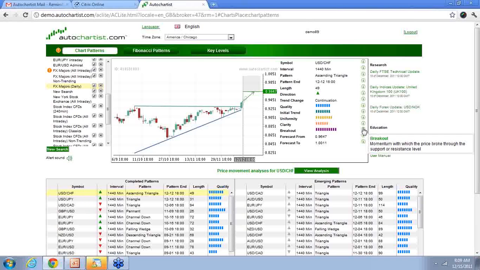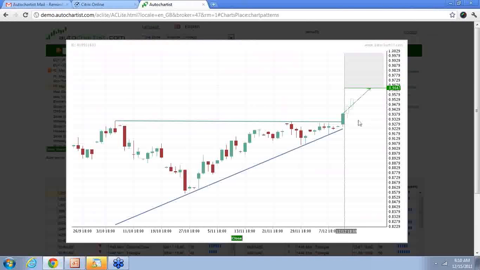This breakout rating indicates the momentum with which the price broke through the resistance. So in this case, this is pretty strong. This is almost a solid candlestick through. And when you get that type of move, you're expecting continuation and a rapid movement into the zone. So this is a good example of a strong breakout.